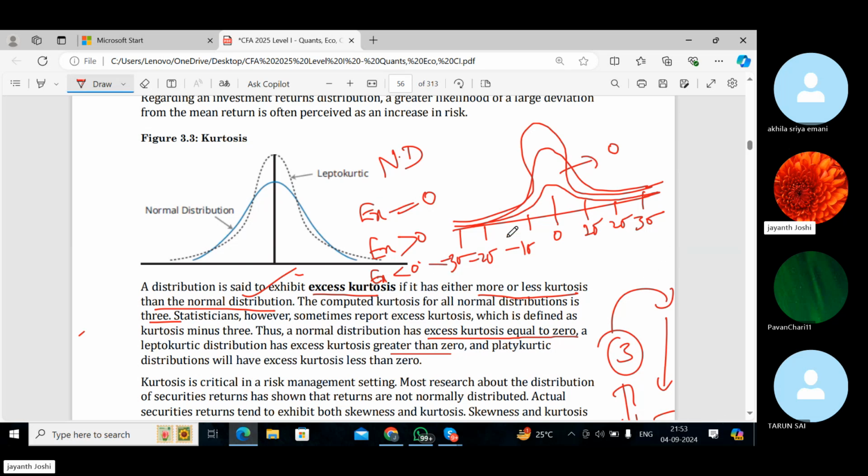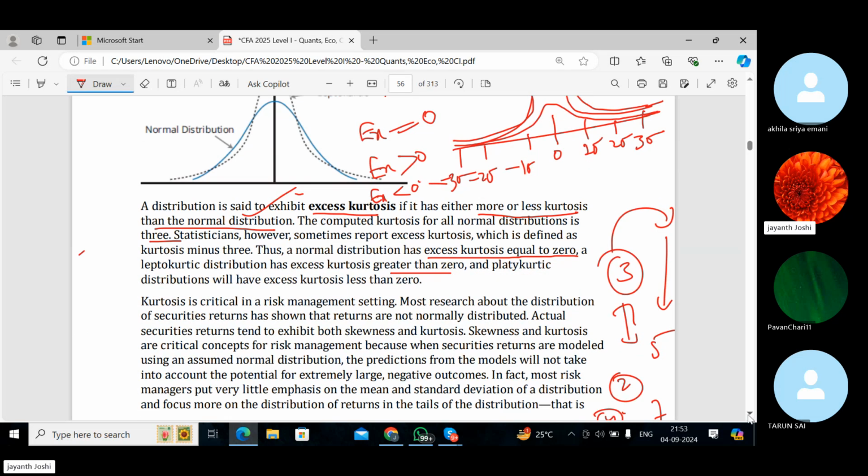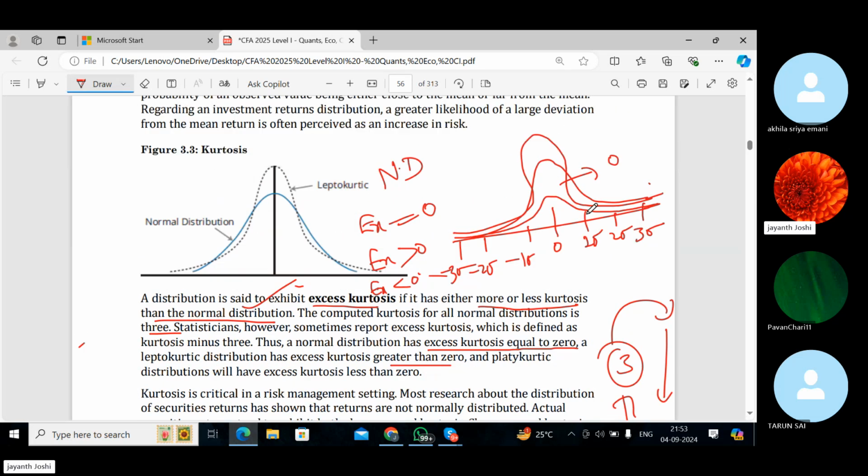See, more kurtosis, more skewness, more volatility, more risk. You want more returns. Understood? Because most of the data lies in the outliers. Most of the data is very much away from the mean. So you see the extremities. Either you see very near, or you see very much away.